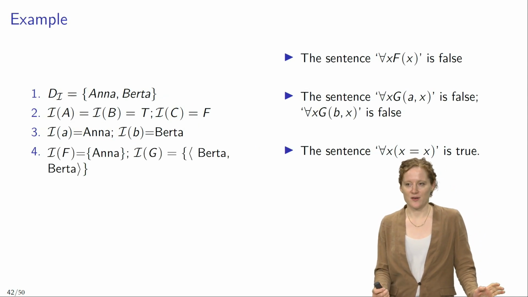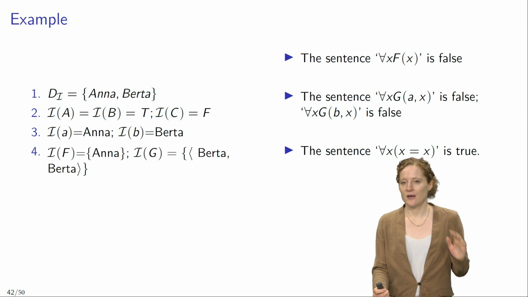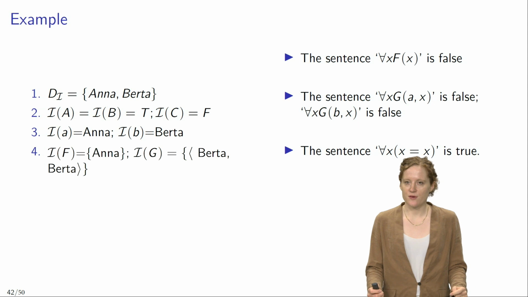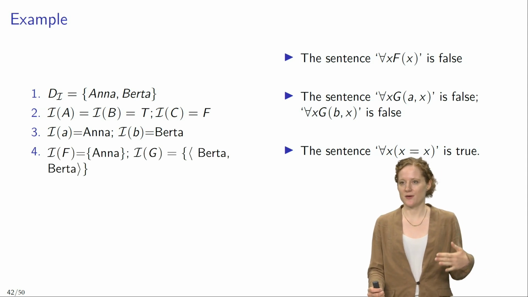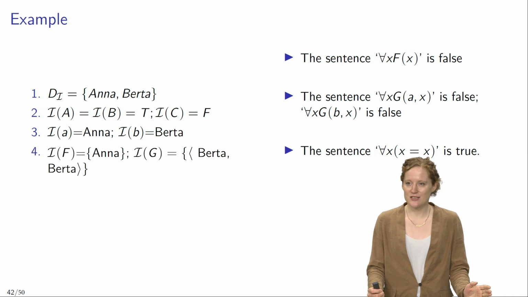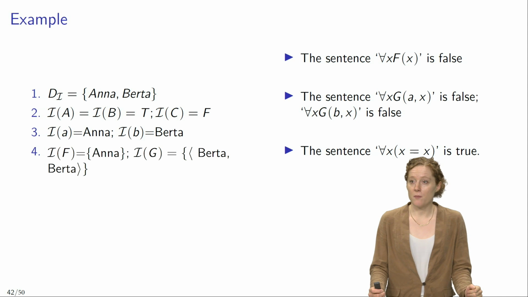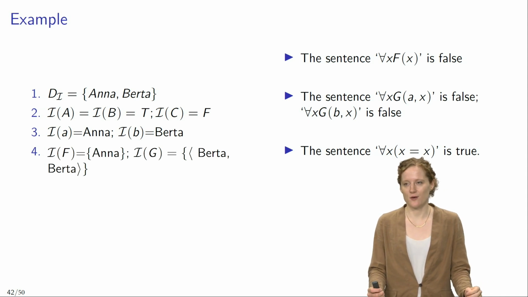So here are a couple of examples to illustrate this idea. We have the very same interpretation again. The domain includes Anna and Berta. We use A to refer to Anna and B to refer to Berta. And the interpretation of the predicate F includes only Anna, and the interpretation of the predicate G includes the ordered pair that has Berta as first member and Berta as second member. On this interpretation, the sentence all x are F is false. And why is that? Well, Berta does not satisfy the open formula Fx, since the sentence Fb is a false sentence.